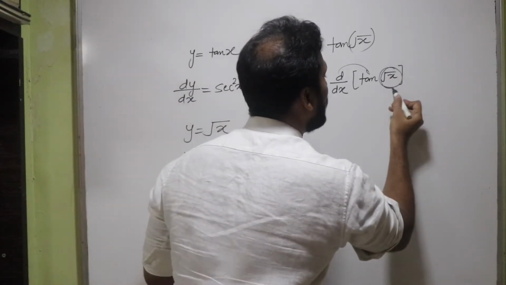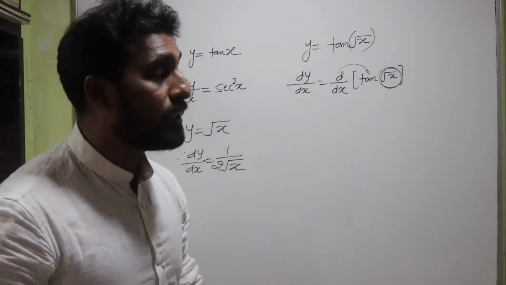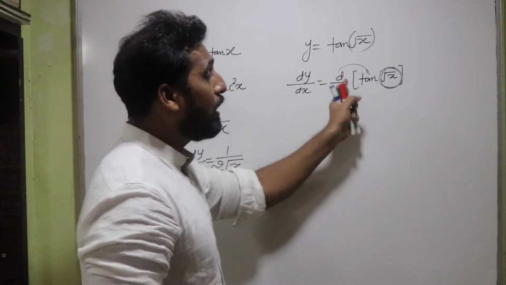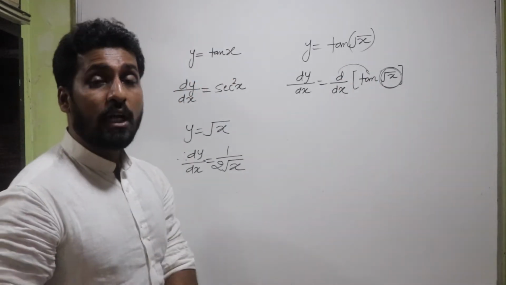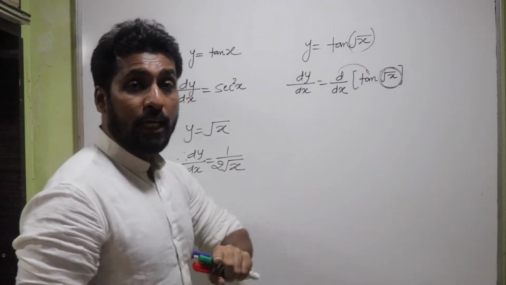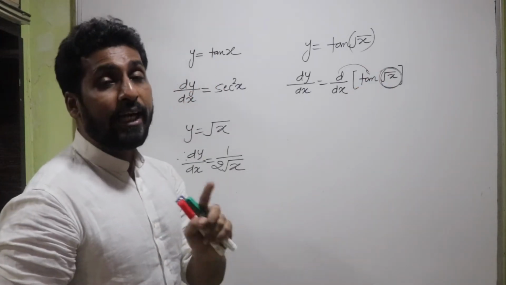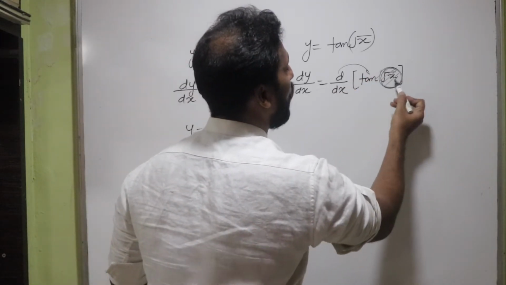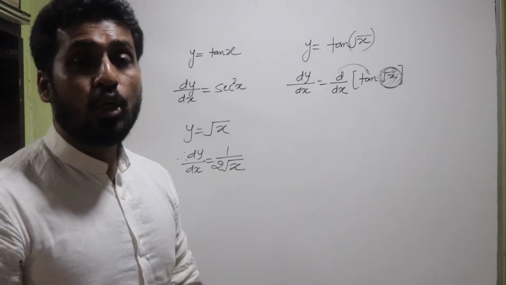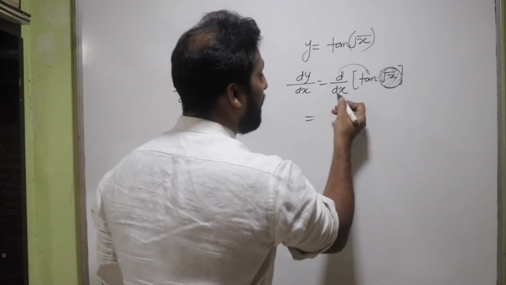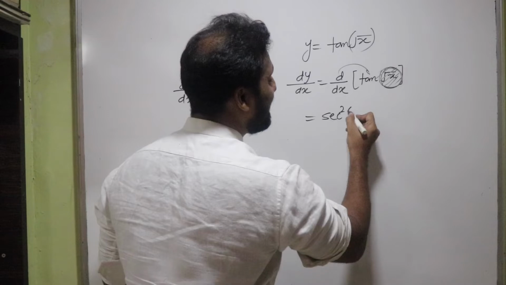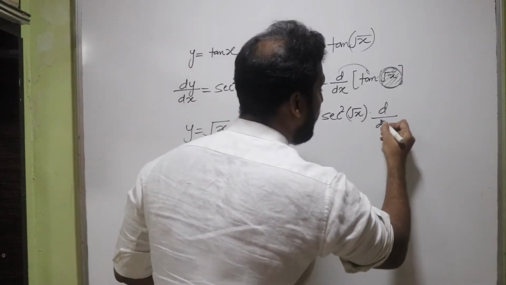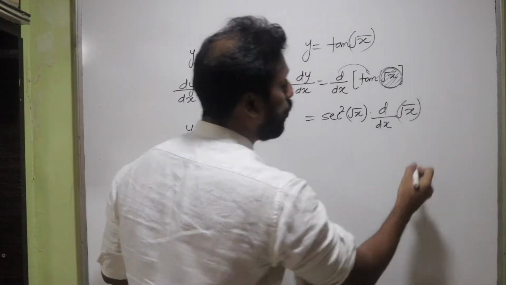So it is a composite function because of what? Root x. So tan x becomes my standard function, tan root x becomes my composite function. And why is it composite? Because of root x. If it was tan x, then it would have become a standard function. So I'm going to hide this root x for some time, I'm going to call it as tan u. So what is derivative of tan u? So derivative of tan u would be sec square u. What is u? It is root x into again the derivative of u, which was root x.